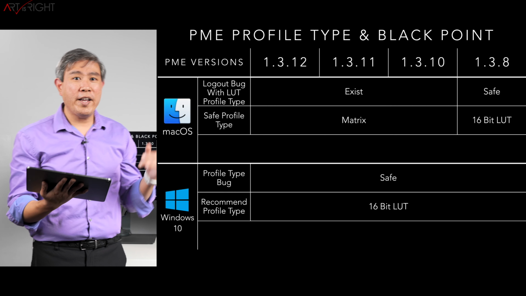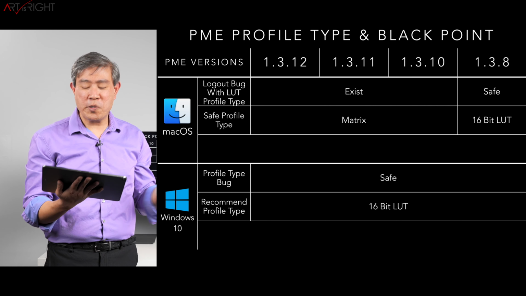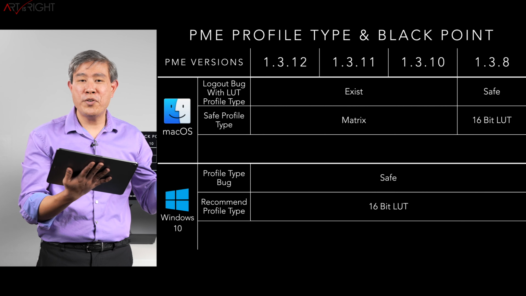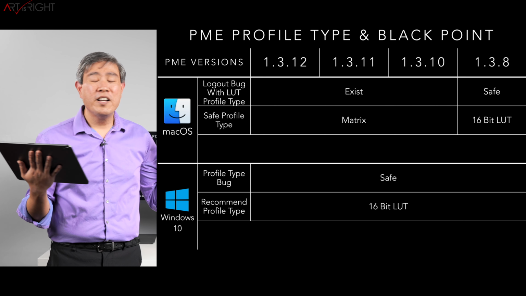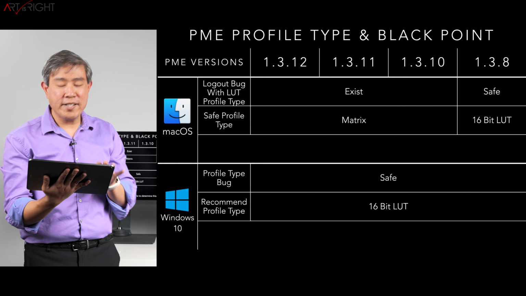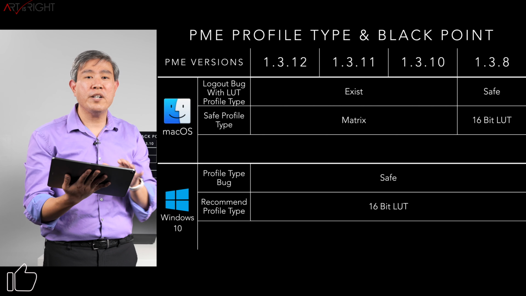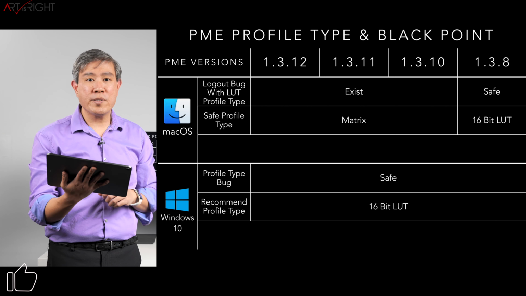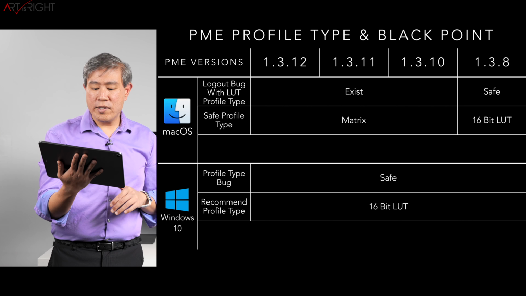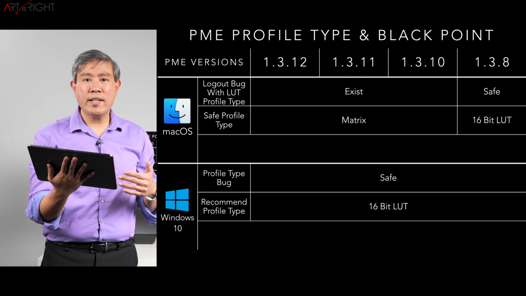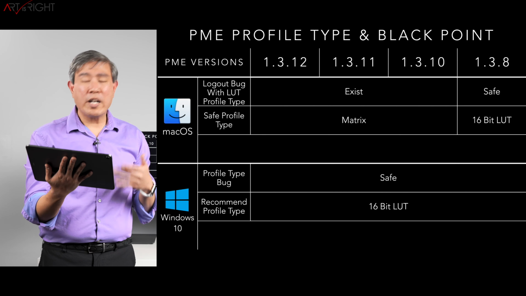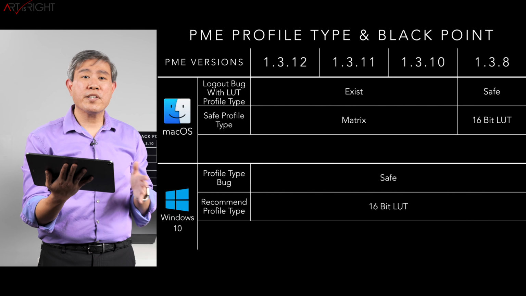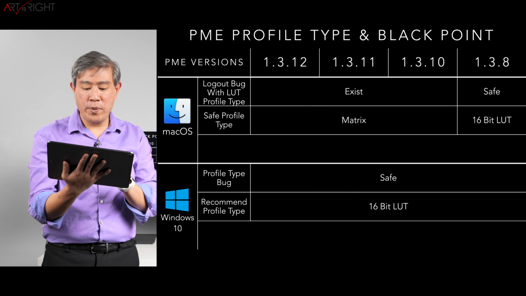If you have gone out and calibrated your BenQ SW display with Palette Master Element and you use a 16-bit LUT and it works, that's really awesome. But from my testing, I was able to produce this bug. So if you want to avoid that problem altogether, use matrix as the profile type. If you're running on 1.3.8, you can still use 16-bit LUT and you're fine. For Windows systems, there is no profile bug or anything at all, so you're generally safe. The recommended profile type for Windows systems is going to be a 16-bit LUT, as I always do.